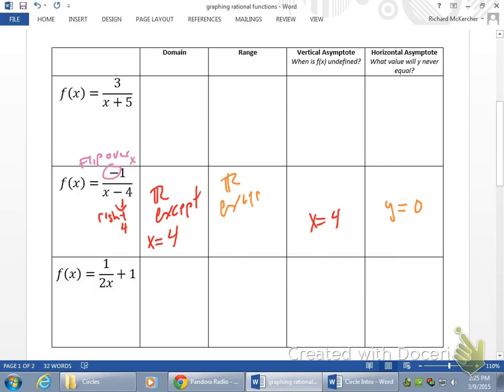My horizontal asymptote. Once again, did I move the graph up or down? Over here there's no k value, so no, I did not. So it's still at y equals 0, so all that stays the same.